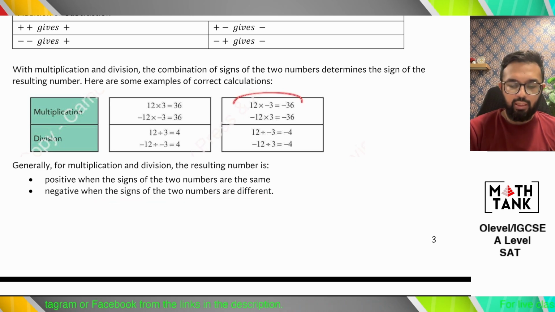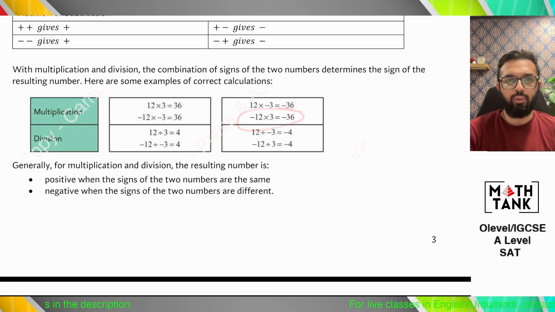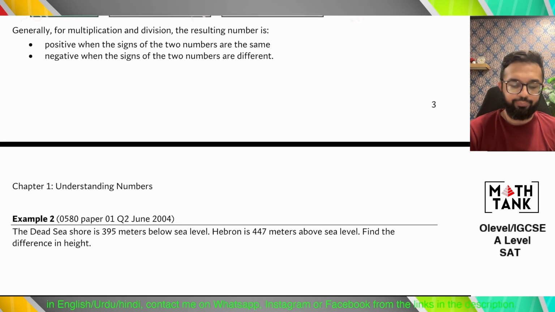So when you have different signs, 12 into minus 3 gives you minus 36, or minus 12 into 3 also gives you minus 36. Similarly, 12 divided by minus 3 gives you minus 4, and minus 12 divided by 3 also gives you minus 4.